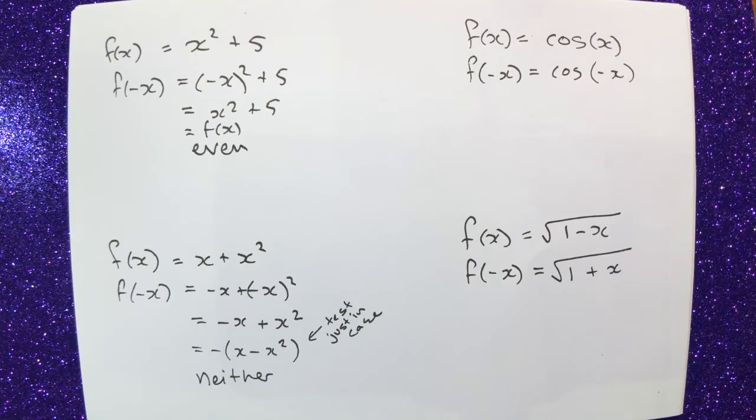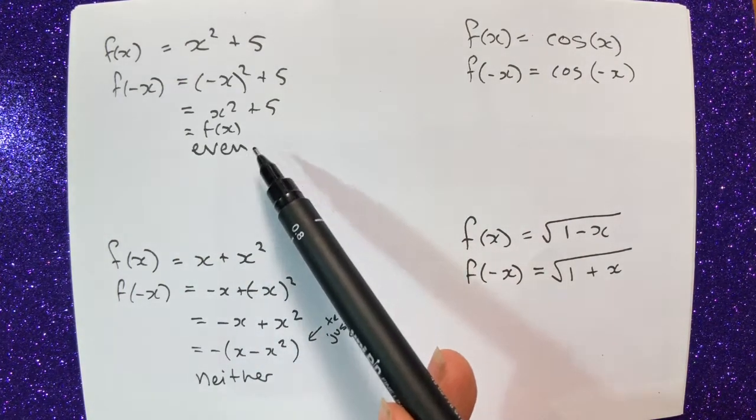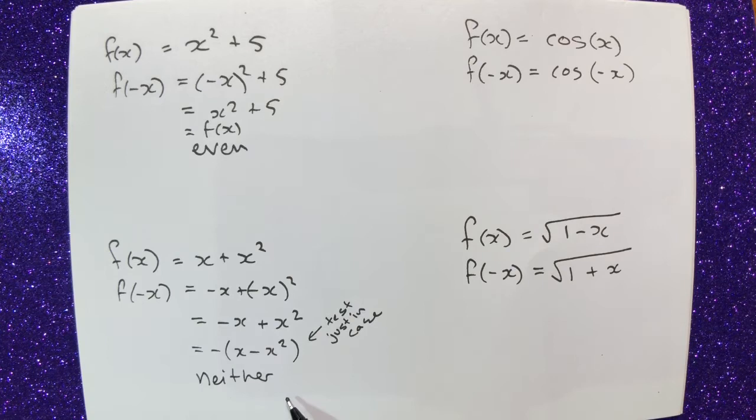Okay, so the first one came out even when I simplified it. The second one came out neither, because even after putting the negative in, it doesn't look like the original. If I factorise it out, it still doesn't look like the original.